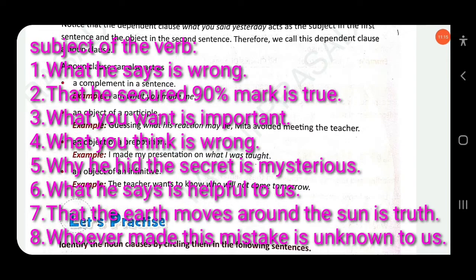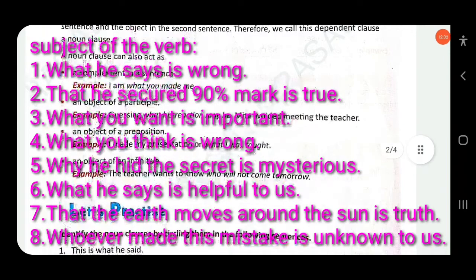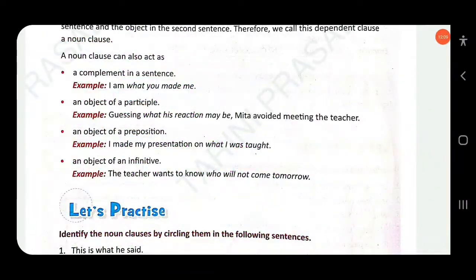Clear? Similarly, another example, that the earth moves round the sun is truth. So what is truth? That the earth moves round the sun, this is a noun clause, and it functions as a subject in the sentence. Clear? Similarly, another example, whoever made this mistake is unknown to us. What is unknown to us? Whoever made this mistake. So this is a noun clause, and it functions as a subject. Okay, so this is the first function. Noun clause functions as a subject in the sentence.